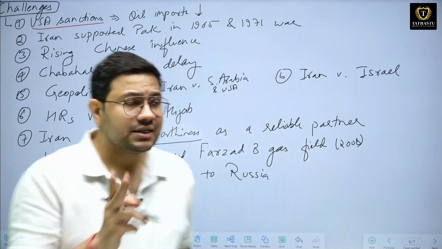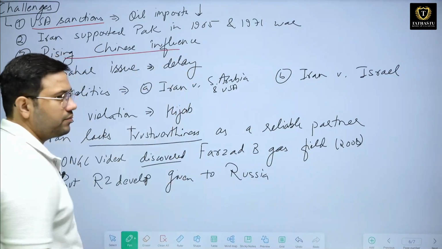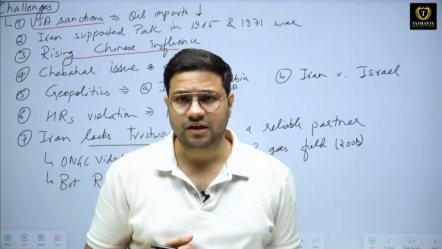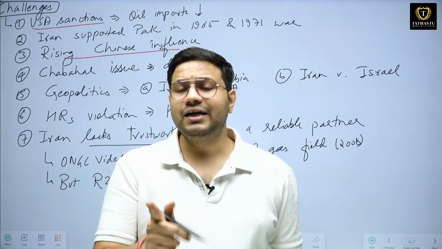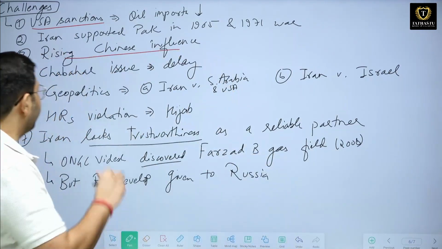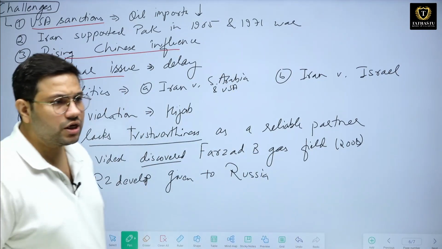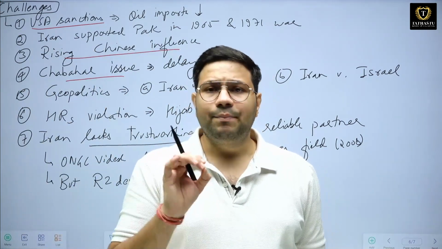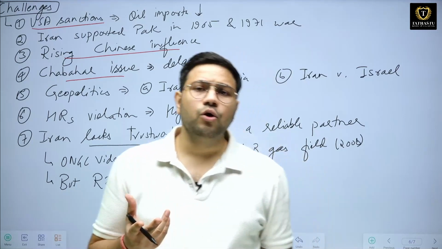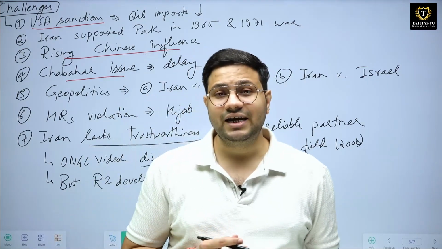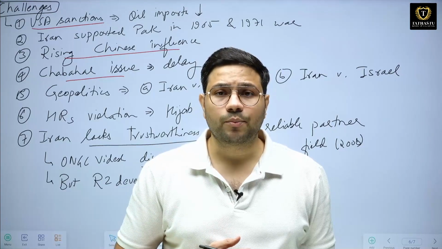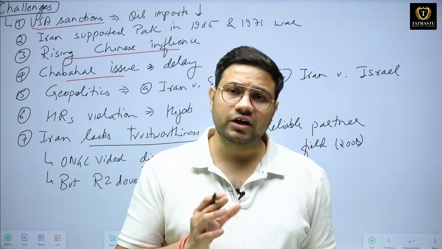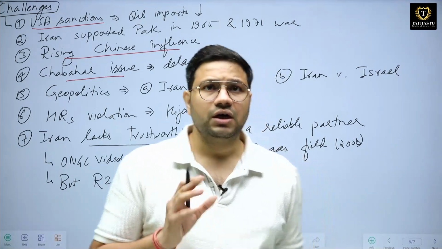It is very important. Second is rising Chinese influence. China is increasing its presence and influence in India's neighborhood. Therefore, India should tackle it. India should counter it. Next is the Chabahar issue. Now, Chabahar is a port that India is developing in Iran. But as we all know, India is very famous for its delays. Again, we have delayed this particular project, and it is not giving a good sign in the neighborhood. It is also not giving a good sign to the India-Iran relations.